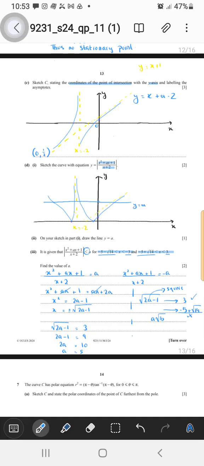Notice how breaking it down into asymptotes and intercepts makes sketching straightforward.